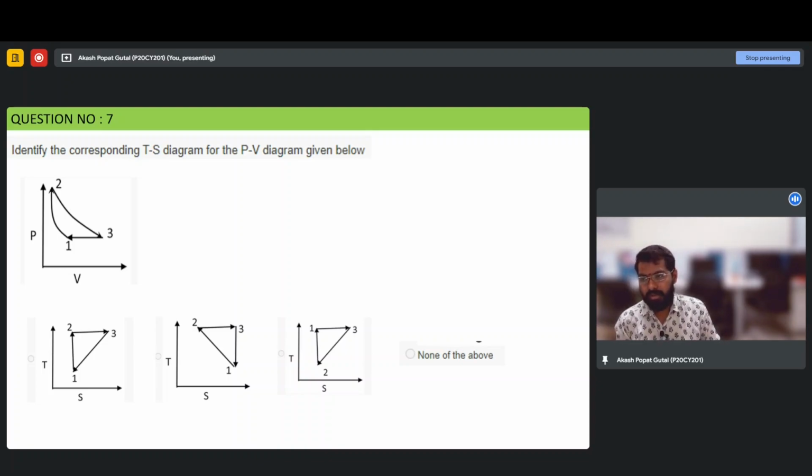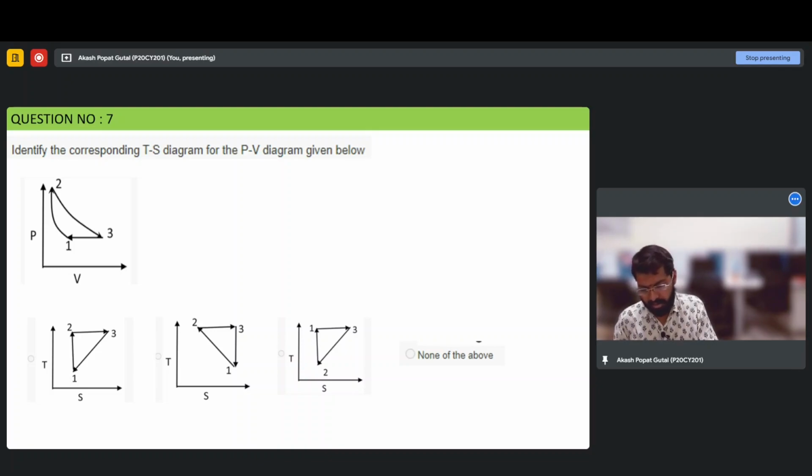The second part is the 3 to 1 isobaric process. The compression is happening, which means the entropy must decrease. For 3 to 1, the entropy must decrease. In the first diagram, the 3 to 1 entropy is decreasing, but in the second diagram, the 3 to 1 entropy is the same. So for compression, the entropy must decrease because the volume is decreasing. And if you look at the 1 to 2 process, we can see the compression is happening, but the entropy is constant.